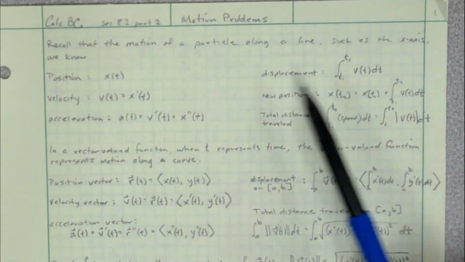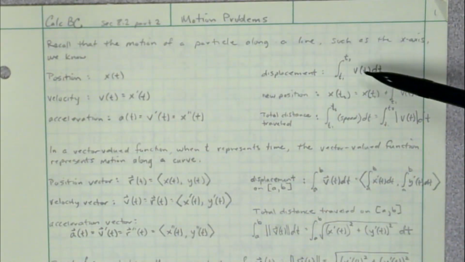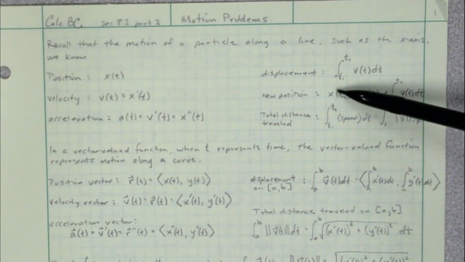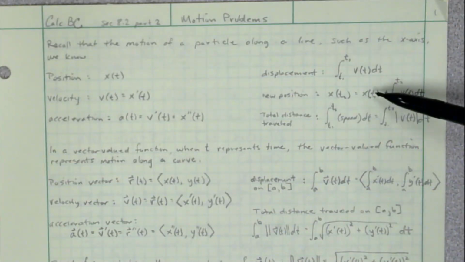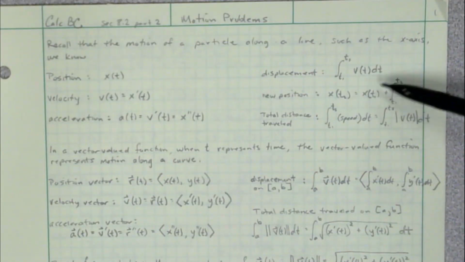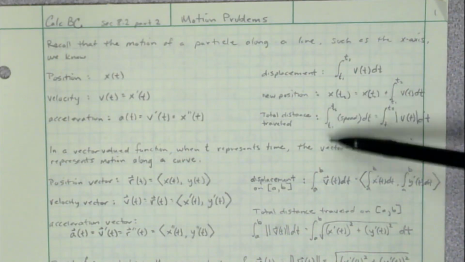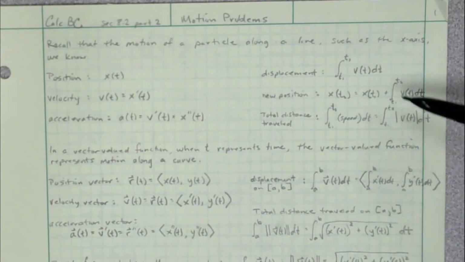We also know that displacement is the integration between two time values of the velocity. The position at a new time is the position at the initial time plus the displacement. And the total distance traveled is the integration between two time values of the speed, and the speed is the absolute value of the velocity. So this is the stuff that we know.